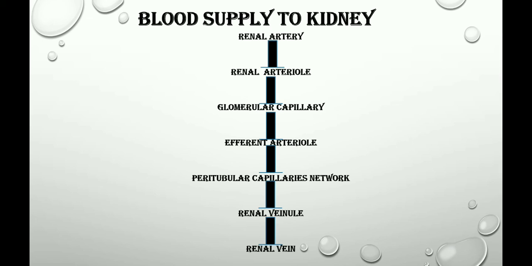Now from the peritubular capillaries, the blood enters the renal venule. That means these capillaries unite to form venules. From a renal venule, the blood enters into a renal vein, and the renal vein takes blood out from the kidney. So blood always enters the kidney through the renal artery and exits through the renal vein.